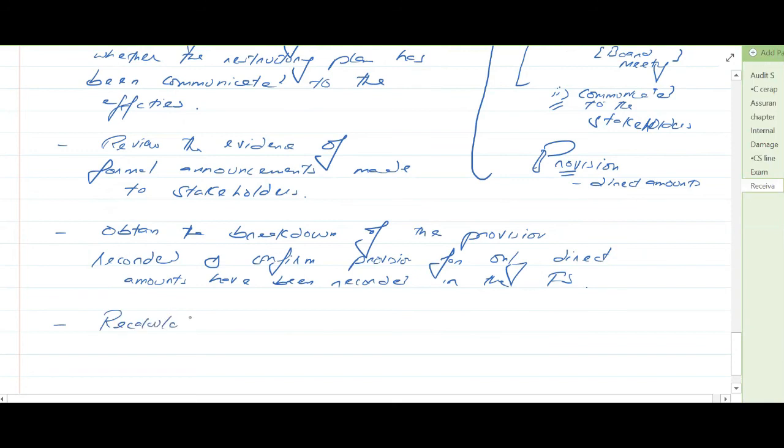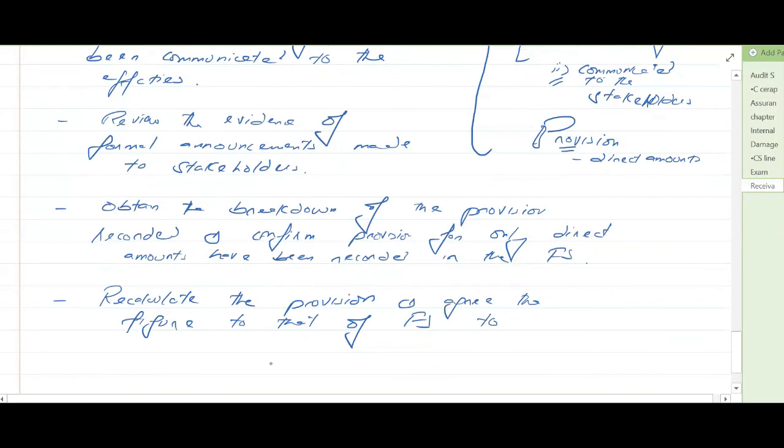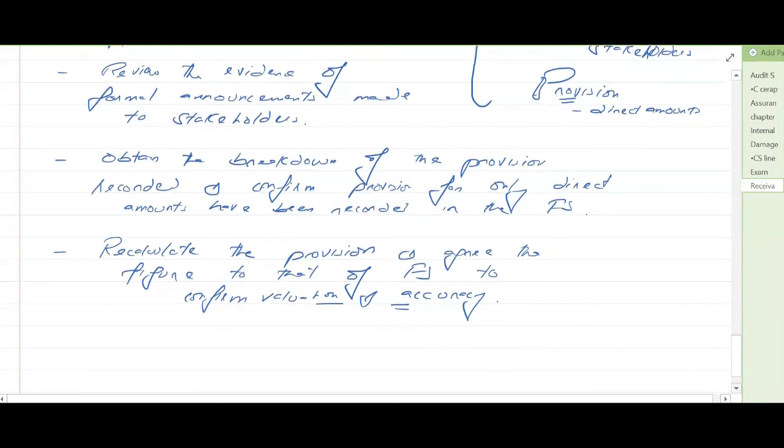Recalculate the provisions and agree the figure to that of financial statements to confirm valuation and accuracy. There's no need to write to confirm valuation and accuracy. I have written it to complete the procedure, because we already know that when we do recalculation, we are confirming the valuation.